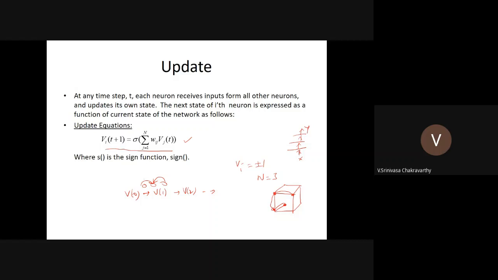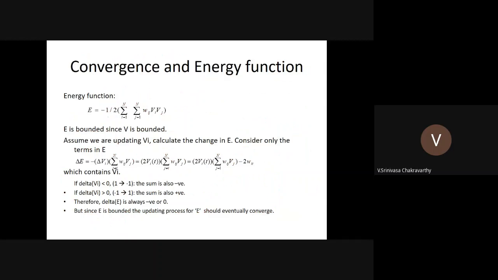But imagine a more common situation where Vi at t is different from Vi at t+1. Then the energy function also will change, so let us consider that situation. When Vi changes, the change can occur only in two ways: either -1 to 1 or +1 to -1. So when that happens, take this delta Vi out of this whole expression.